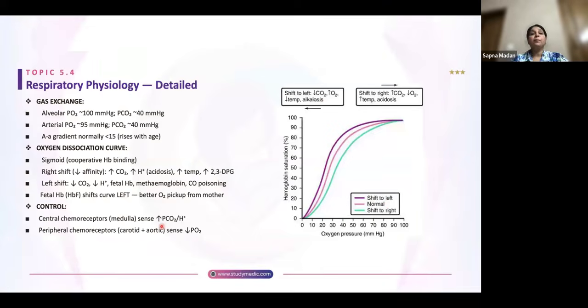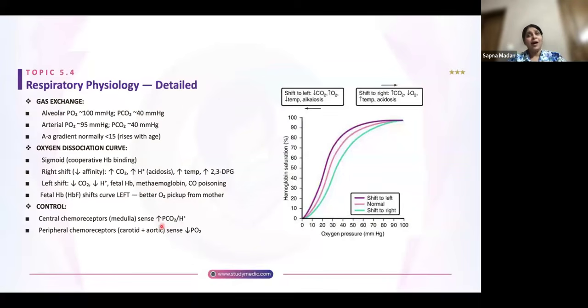All right. Talking about gas exchange in a normal person. So alveolar PO2 is 100 millimeters of mercury because alveoli are getting all the oxygen. And the PCO2 is 40 millimeters of mercury. Arterial PO2 is 95 millimeters of mercury, and the PCO2 is around 40 millimeters of mercury. And the alveolar arterial gradient, this is very important. The alveolar arterial gradient is normally less than 15, okay, and that is important so that the oxygen can flow from the alveoli to the arterioles. So that is why the gradient is there.